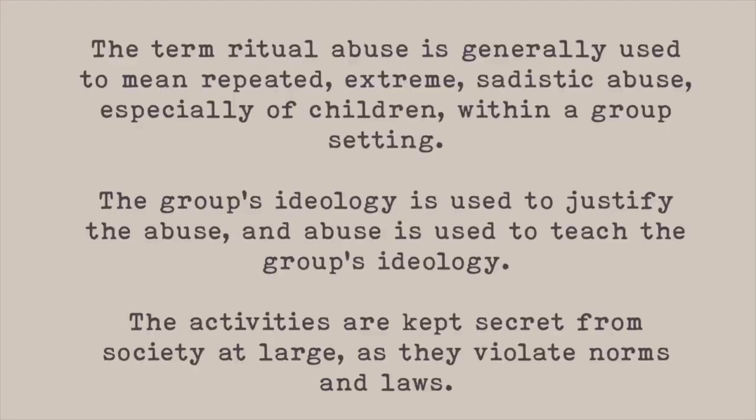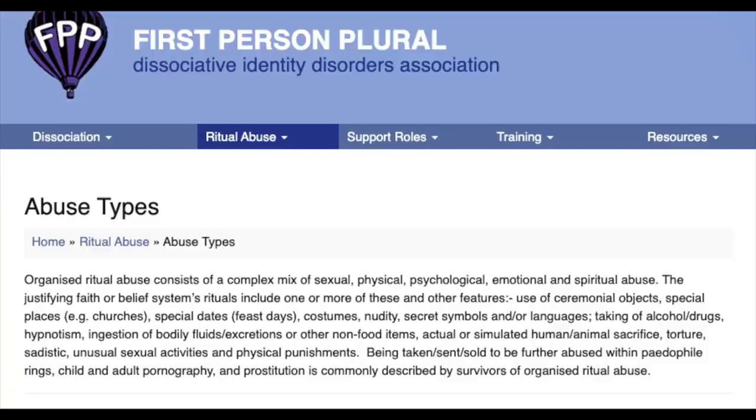What is ritual abuse? The simplest definition is intentionally repeated trauma that gratifies the abuser or group. The term ritual abuse is generally used to mean repeated, extreme, sadistic abuse, especially of children, within a group setting. The group's ideology is used to justify the abuse, and abuse is used to teach the group's ideology. The activities are kept secret from society at large as they violate norms and laws.